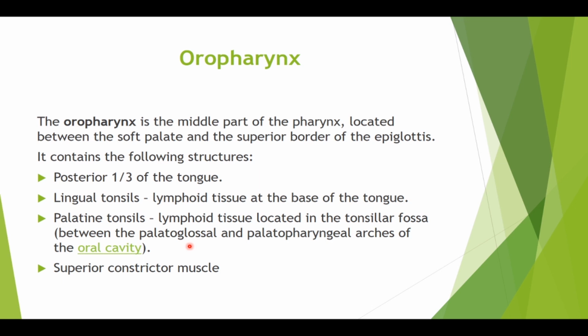Now, our topic is oropharynx. So, oropharynx is the middle part of pharynx located between the soft palate and the superior border of epiglottis. It has got the following structures: posterior one-third of the tongue, lingual and the palatine tonsils. The palatine tonsil is lying between the palatoglossal and the palatopharyngeal arch, and there is one constrictor muscle along with it, that is the superior constrictor muscle.